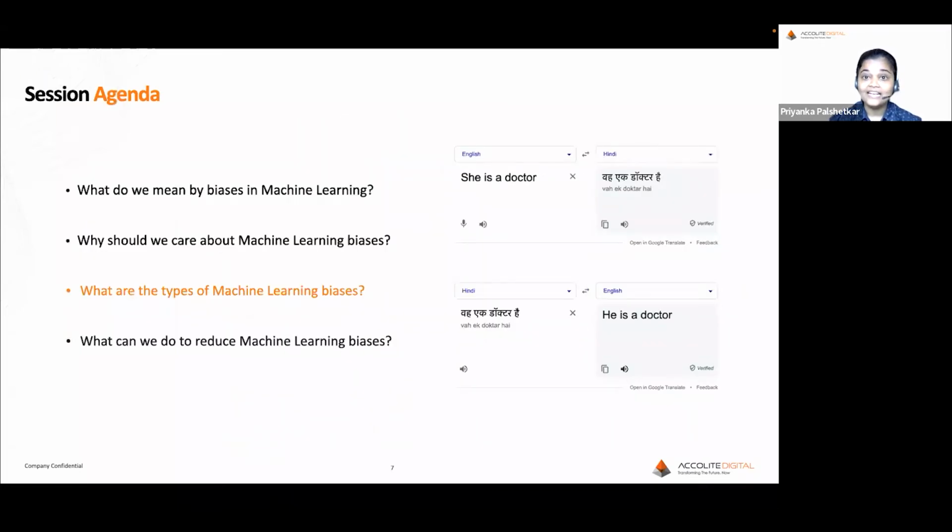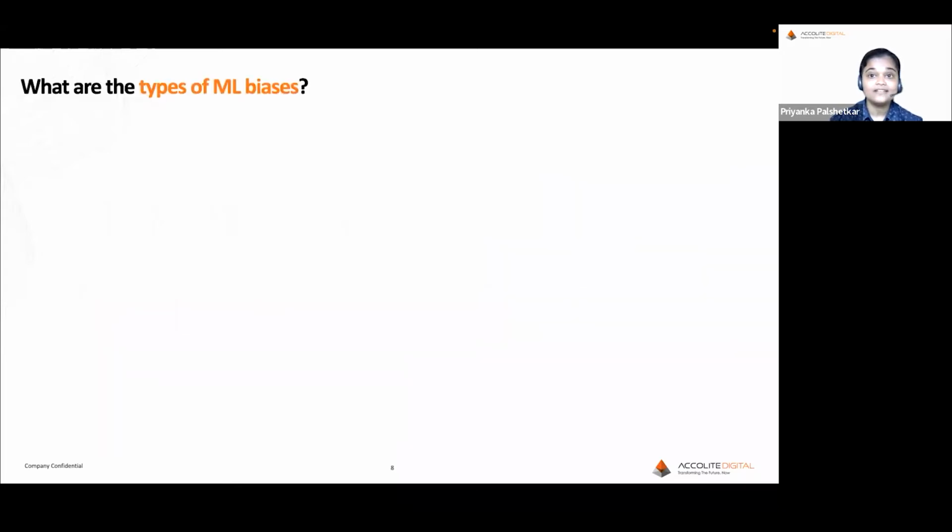Okay, now that we care and we want to work towards reducing these biases, we first need to understand the different types of machine learning biases that exist. This will in turn help us identify them in case our models start producing biased results and even enable us to decide on any preventive action that we could take to reduce them. So let's take a look at these different types of machine learning biases.